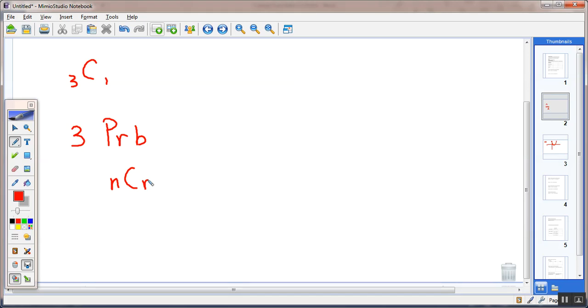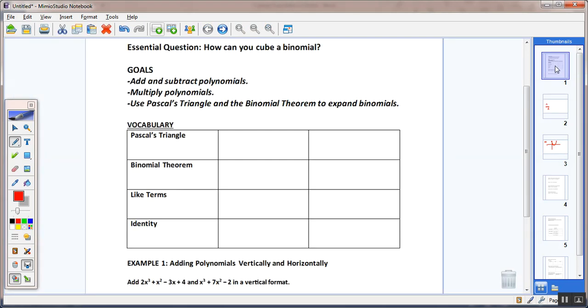So tomorrow that'll be very handy. So this is called combinations and stuff, and this is all going to tie into binomial theorem tomorrow. So make sure you bring your calculators with you tomorrow, okay? All right, let's get started on the notes. Let's hit the vocabulary here first.